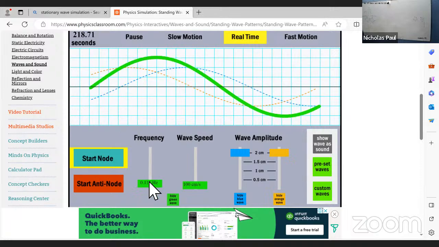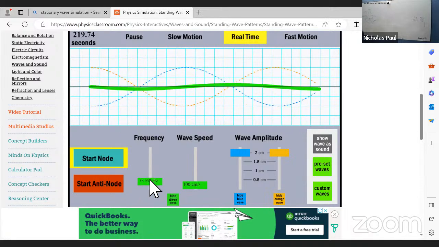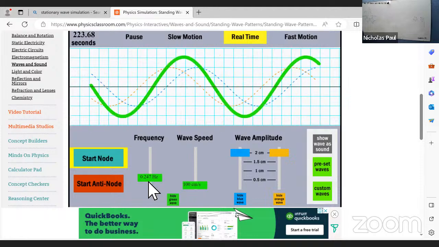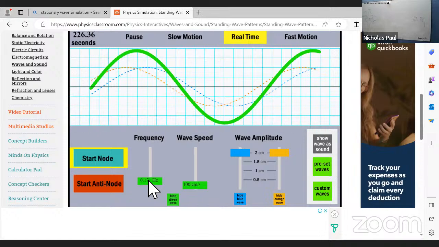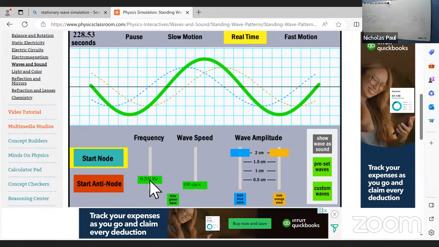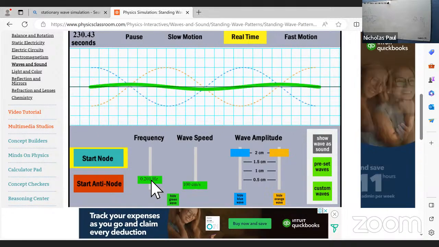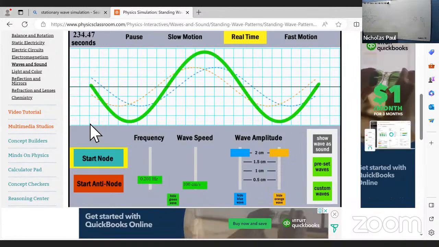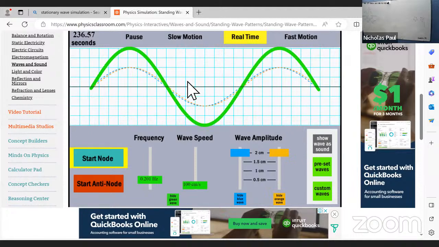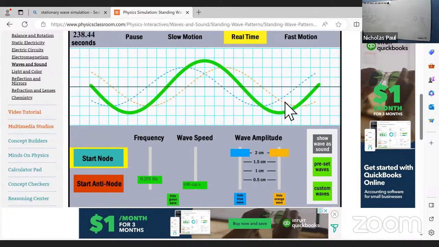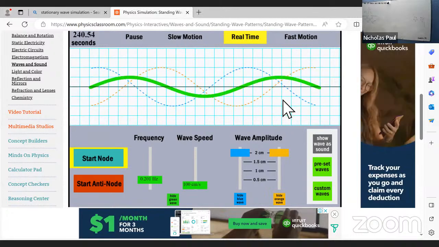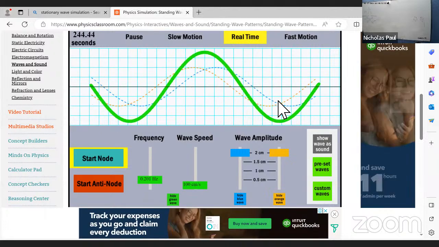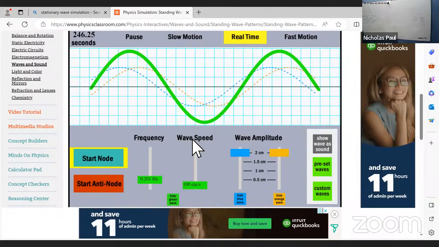If I adjust the frequency further, you'll see now, if I adjust the frequency further, this is the third wave that we observe, the third harmonic. But they all increase in by.